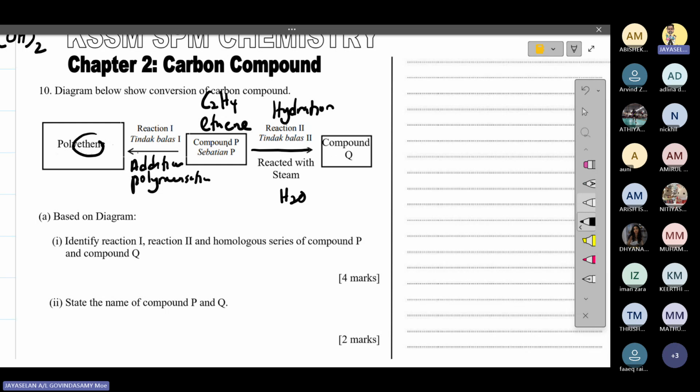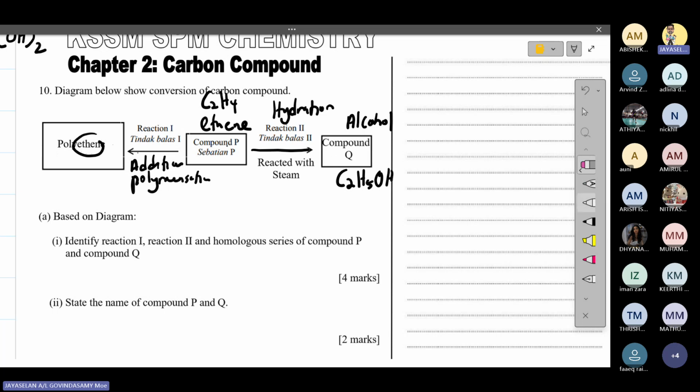Okay, you add water, we call it hydration. Remove water, we call dehydration. That means dehydration of alkene will produce alcohol. Okay, what is the name of the alcohol? C2H4, you add H, add OH. H is added here, and OH here. So you get C2H5OH.